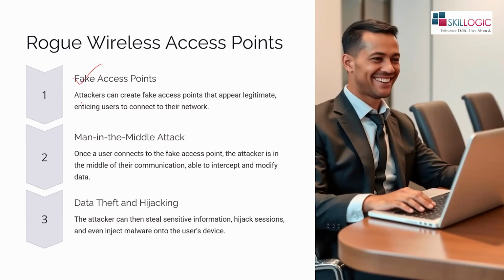So, fake access points: attackers can create fake access points that appear legitimate, inducing users to connect to that network. Then they will perform the man in the middle attack. Once the user connects to the fake access point, the attacker is in the middle of their communication, able to intercept and modify the data. Data theft and data hijacking: the attacker can thus steal sensitive information, hijack sessions, and even inject malware onto other users' devices. So this is what will happen with rogue wireless access points.